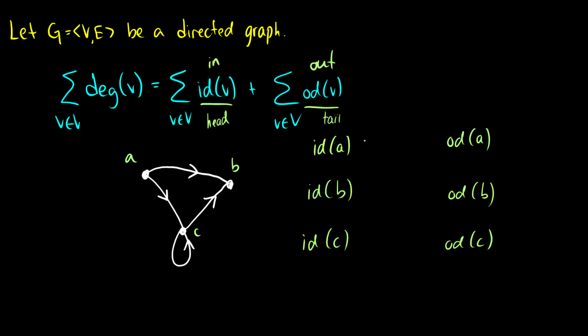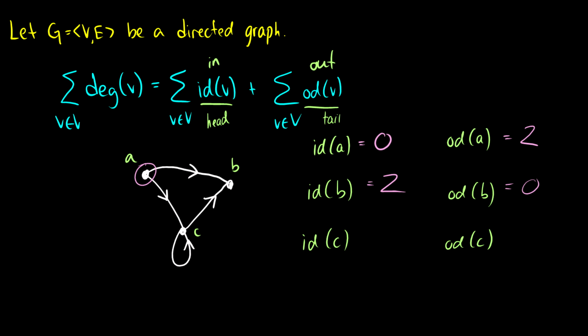So let's take a look at the in degree of A. We take a look at A here, and we say, okay, nothing's coming into it. So the in degree is 0. But what is the out degree? Well, we have one edge going to C and one edge going to B. So the out degree is 2. Okay, let's do B. It has an in coming from A and an in coming from C. So the in degree of B is 2. And B doesn't go out to anything, so the out degree is 0.